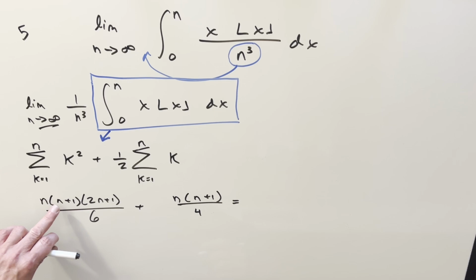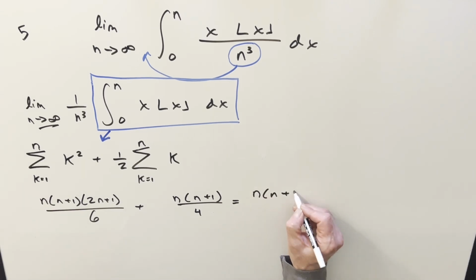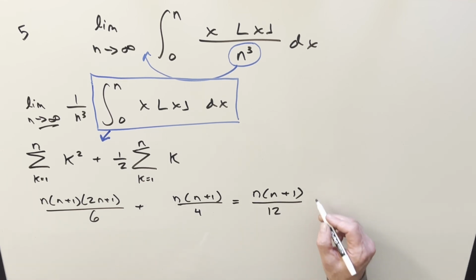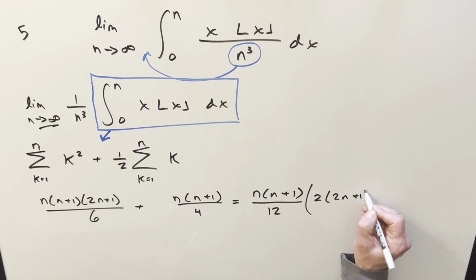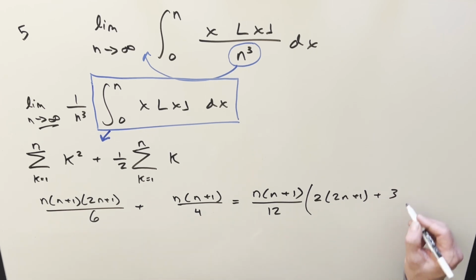We've got n times n plus 1 here in common. I can factor that out and write it like this. And in order to deal with denominators, let's factor out a 1/12 just to clean all the fractions out of it. So what's going to happen is this here is going to become just 2 times 2n plus 1. And the second one is just going to become a plus 3, with the 12 there like that.